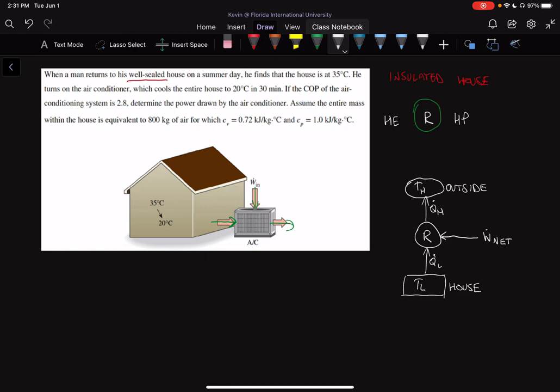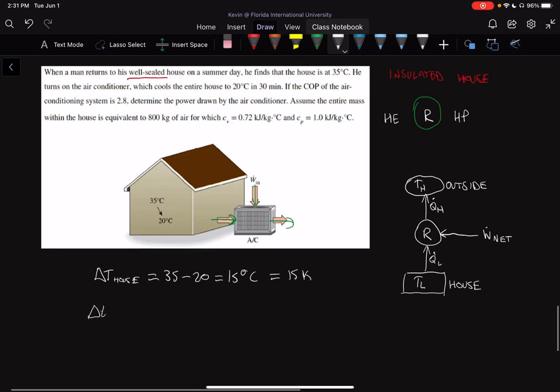Okay, so we know it's a refrigerator. The other information we're given is that the change in temperature of the house is 35 minus 20, which is equal to 15 degrees Celsius. And the change in temperature is also equal to 15 Kelvin. So you could have converted everything to Kelvin, but it's a change of 15 Kelvin or 15 degrees Celsius. And we're told that this happens during a change in time of 30 minutes.